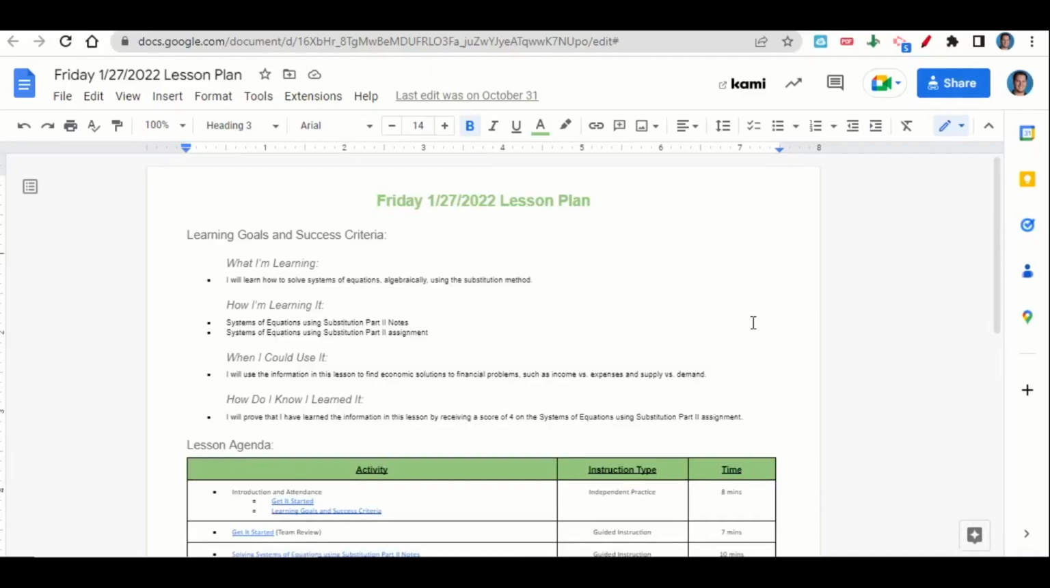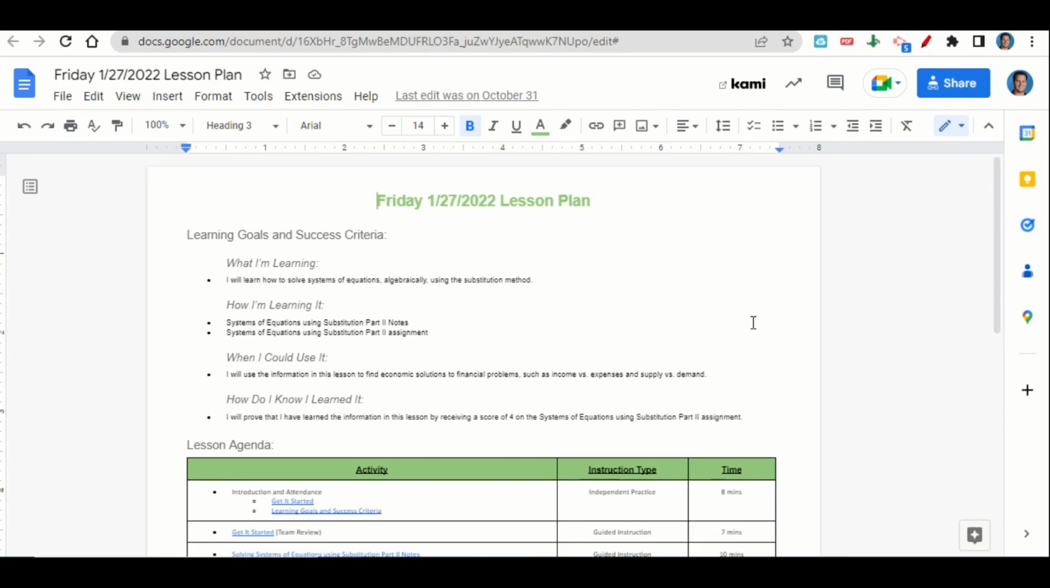Welcome everyone. Let's begin our lesson for today by going over the learning goals and success criteria. First, what are we learning? We're learning how to solve systems of equations algebraically using the substitution method. How are we learning it? Through the Systems of Equations Using Substitution Part II notes and the Systems of Equations Using Substitution Part II assignment.